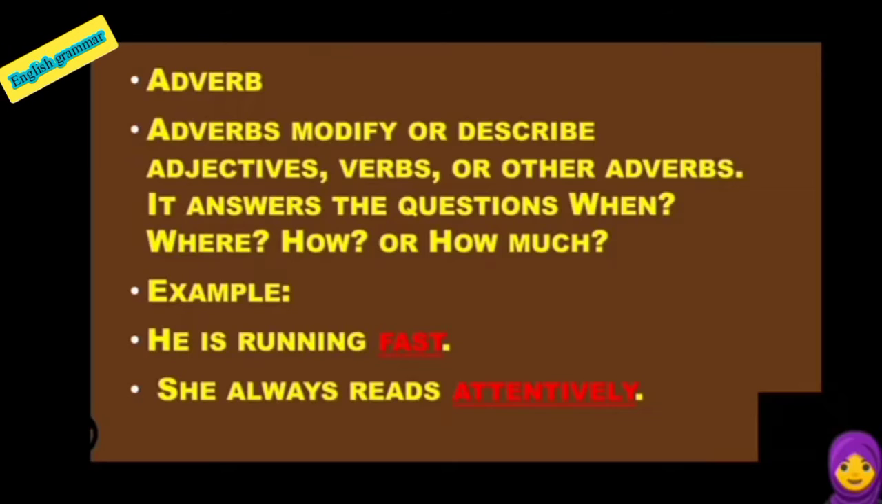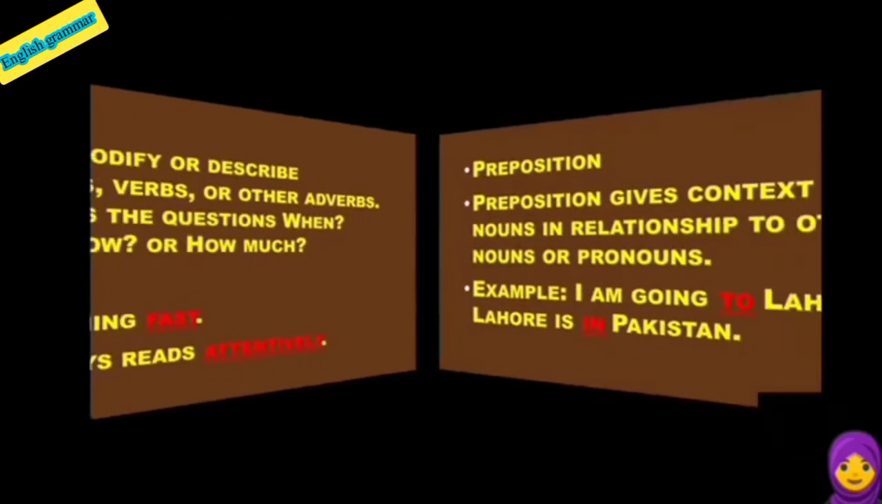The next is adverb. Adverbs modify or describe adjectives, verbs, or other adverbs. It answers the questions when, where, how, or how much. For example, he is running fast. She always reads attentively. Here, fast and attentively are adverbs. So, adverb describes or modifies a verb, an adjective, or another adverb.